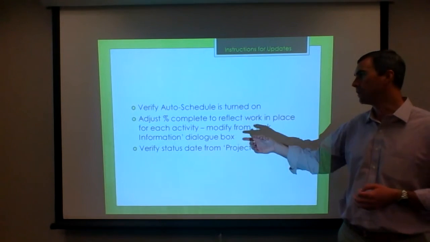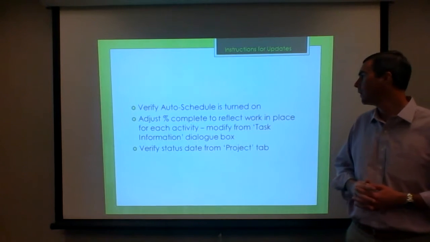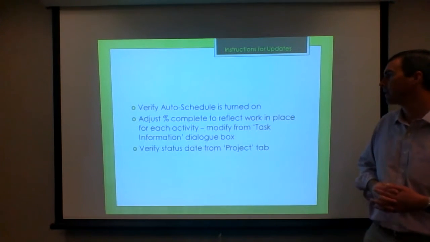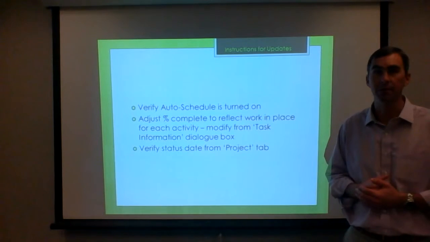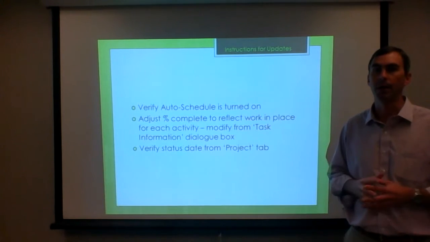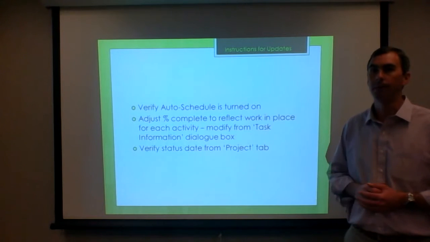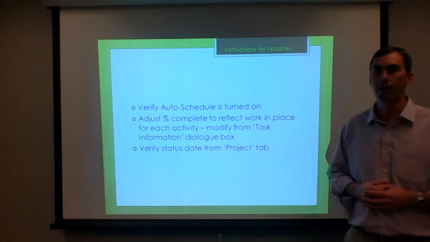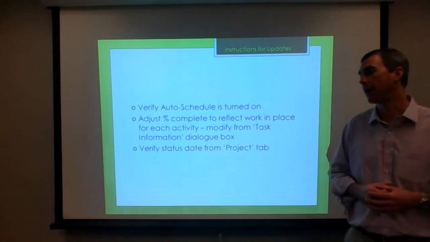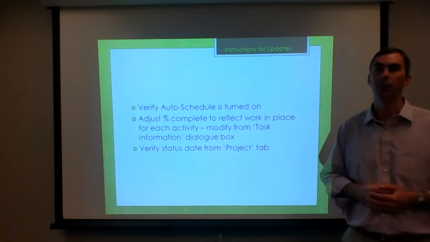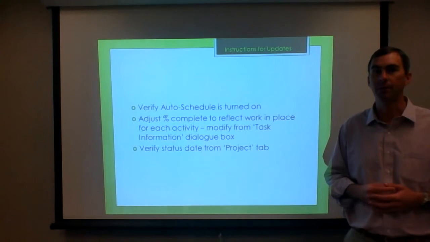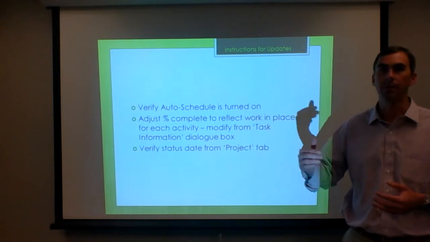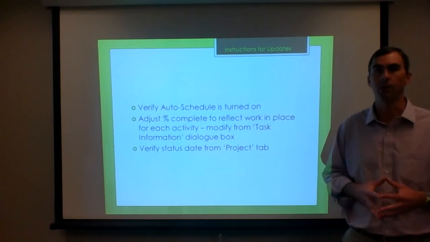The second item is to adjust the percent complete to reflect your work in place for each one of your activities. The recommended way to make those adjustments is from the same task information dialog box that we've been using for other updates and for other ways of adding information for each one of your activities. So you'll double click on each one of the activities that you need to update, and where the tab shows percent complete, you'll update that percent complete to however far along you are with that particular activity.